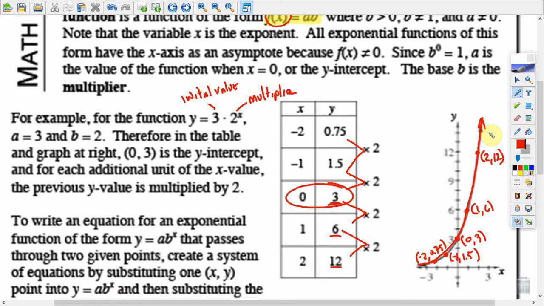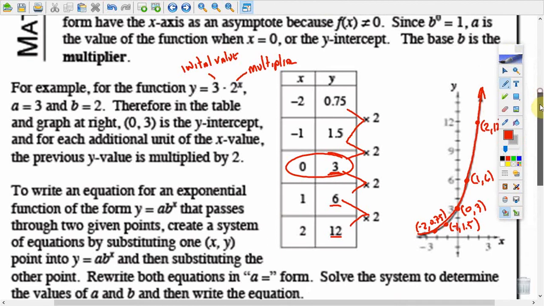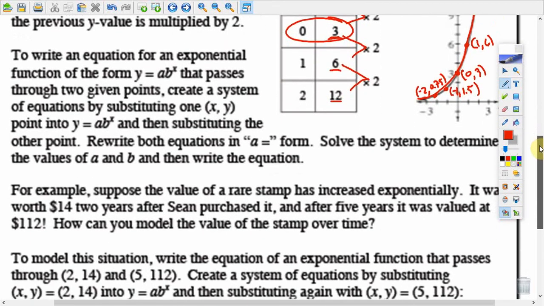To write an equation for an exponential function in the form of y equals a b to the x that passes through two given points, create a system of equations by substituting one x, y point into the equation y equals a b to the x, and then substituting the other point. Rewrite both equations in a equals form, set them equal to each other so that you can solve for a and b. Let's look at this example here.